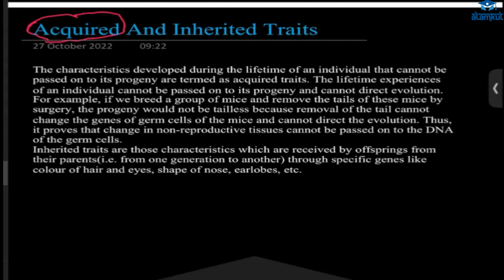Your swimming skills, writing skills, whatever, are lifetime acquired skills or traits. If you are good at swimming, it is not sure that the next generation will also be good at it. And the inherited trait, what is that? It is passed from one generation to the next generation, like eye color, hair shape, earlobes. Those things are inherited traits.